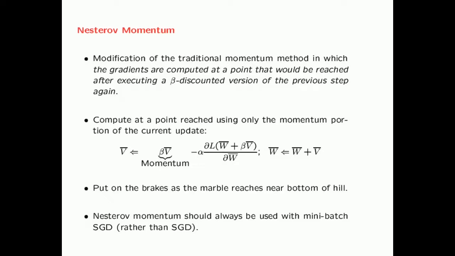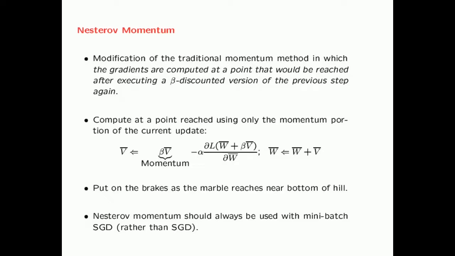The only difference really here is that you are computing the gradient of the loss function at a point a little bit further along, that is, after you add the momentum component to the weight. Note that in the current update you're going to add beta v anyway. So you add that portion and then you compute the gradient of the loss function. So here you have a certain amount of look ahead when you're looking at the gradient.